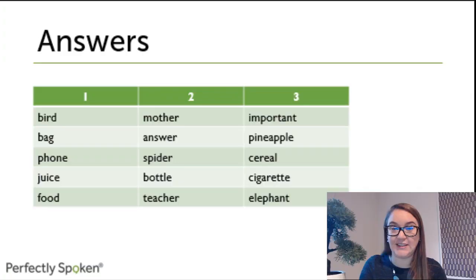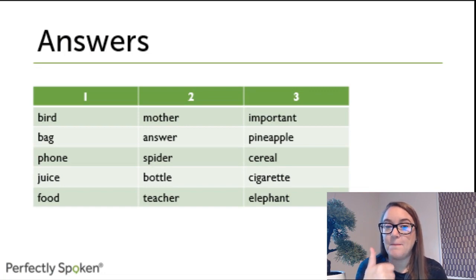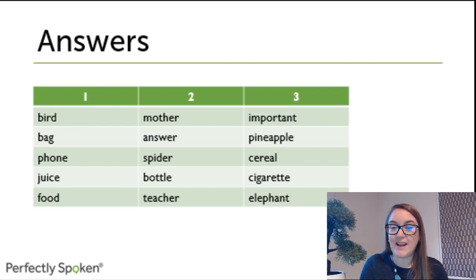Let's check your answers. So the words with 1 syllable: bird, bag, phone, juice, food. 2 syllables: mother, answer, spider, bottle, teacher. And 3 syllables, important, pineapple, cereal, cigarette, elephant. Really well done if you got all of those correct.